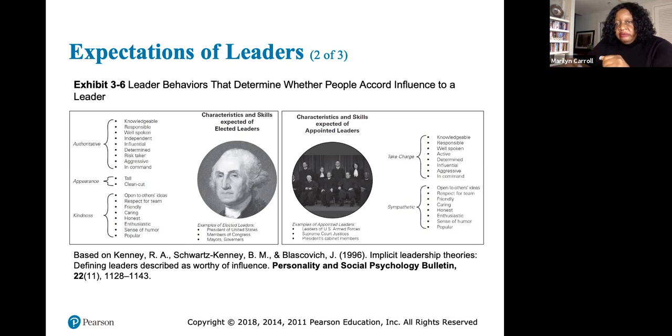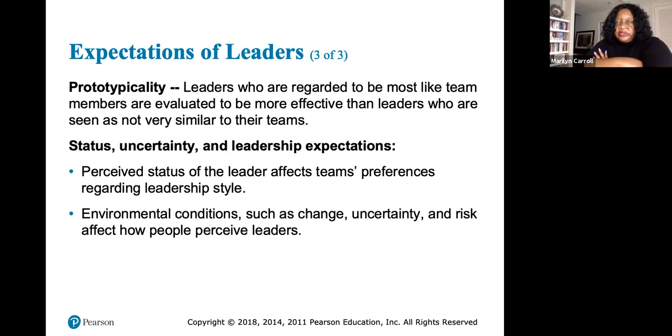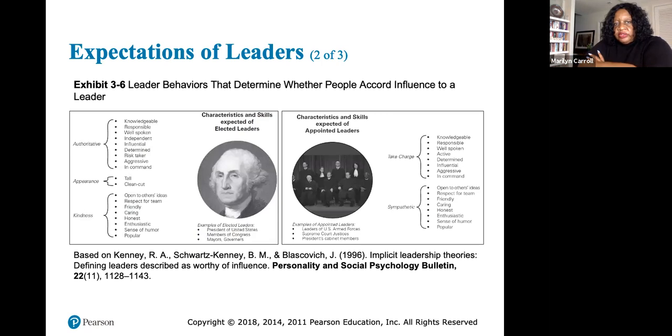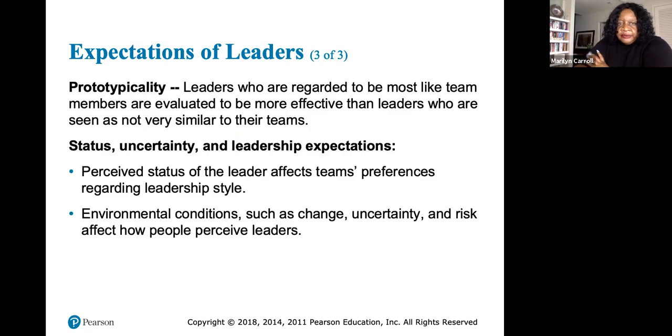These are individuals that exemplify the characteristics and skills expected of them when they are being chosen. And you may think of others who fit some of these descriptions and why. When you think of that, you would look at the graph again that we just went over, Exhibit 3.6, okay?